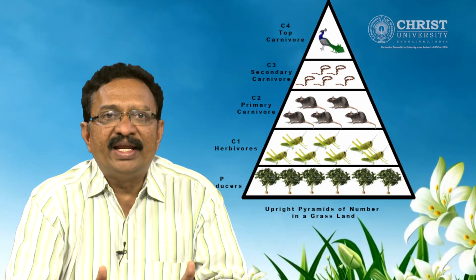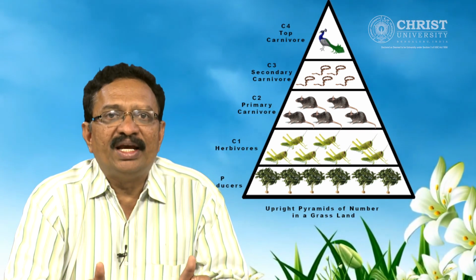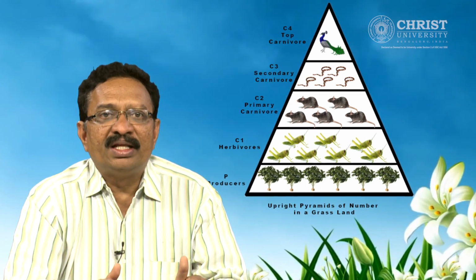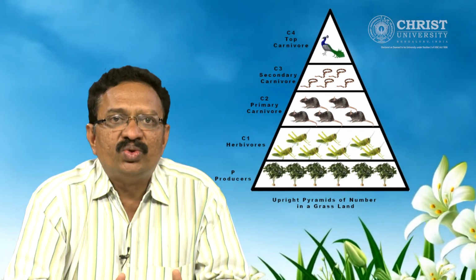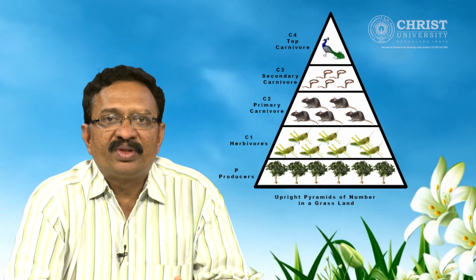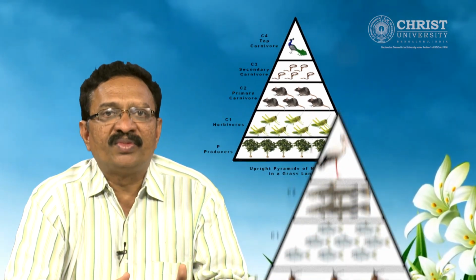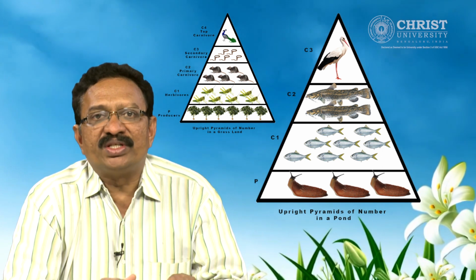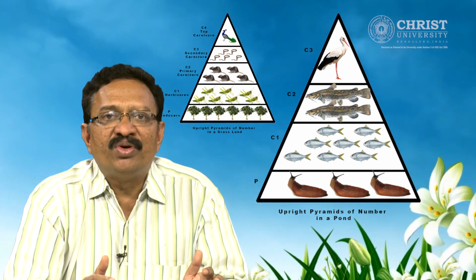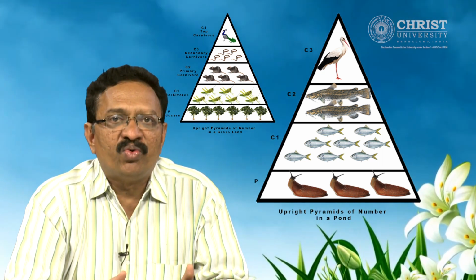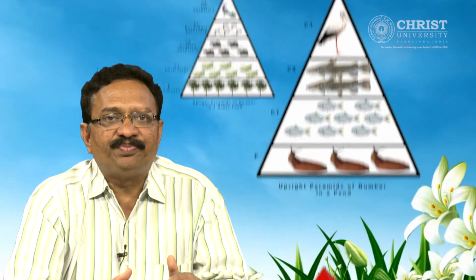For example, in a grassland, a large number of grass or herbs support a lesser number of grasshoppers. The latter support a fewer number of frogs, and the frogs a still smaller number of snakes. The latter support very few peacocks or falcons. Similarly, in a pond ecosystem, a large number of phytoplankton support a lesser number of zooplankton, followed by carnivores, fishes and top carnivores like shark or kingfisher.